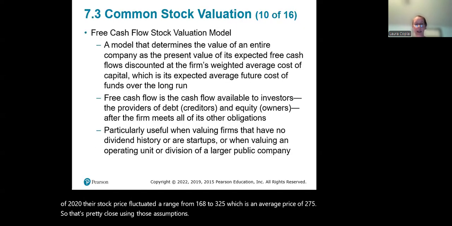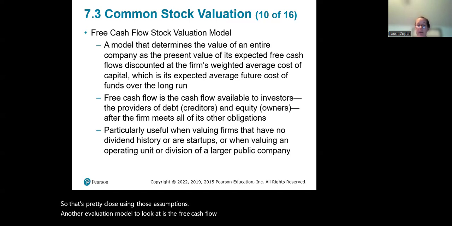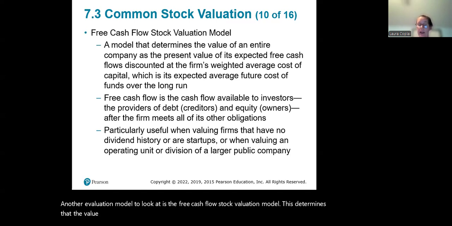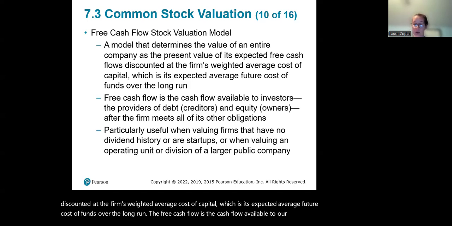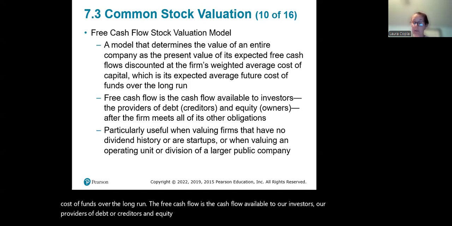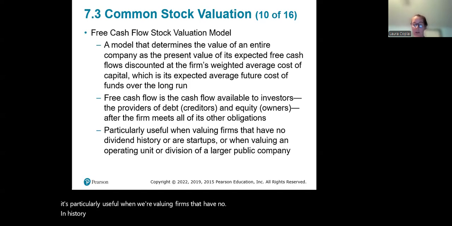Another valuation model to look at is the free cash flow stock valuation model. This determines the value of an entire company as the present value of its expected free cash flows discounted at the firm's weighted average cost of capital, which is its expected average future cost of funds over the long run. The free cash flow is the cash flow available to our investors, our providers of debt, or our creditors and equity owners after the firm meets all its other obligations. So it's particularly useful when we're valuing firms that have no dividend history or are startups, or when valuing an operating unit or maybe a division of a larger public company.